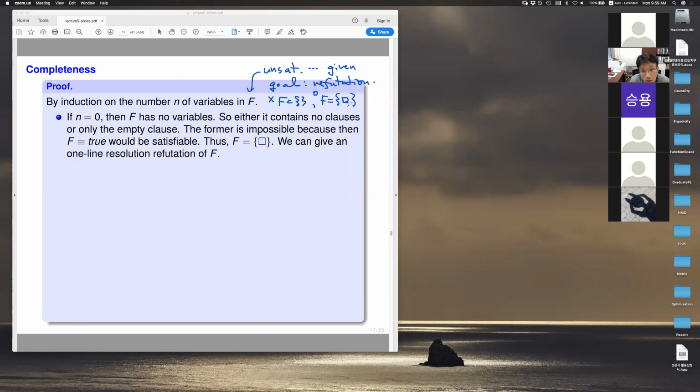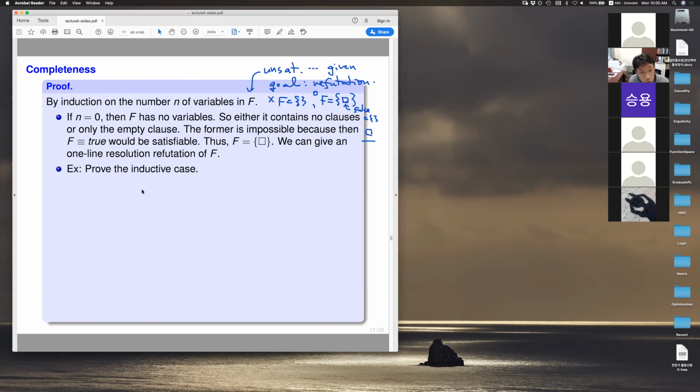In this case, the box is already one of the clauses of F. Remember, the box represents false, which is the empty clause. So this is the only possibility, and we can construct the refutation by just writing a single sequence, which is a box. Constructing a single-step refutation in this case is quite easy. Now, the inductive case is a bit more involved.